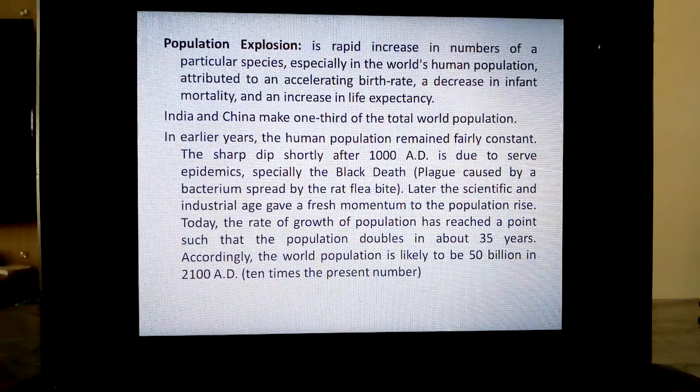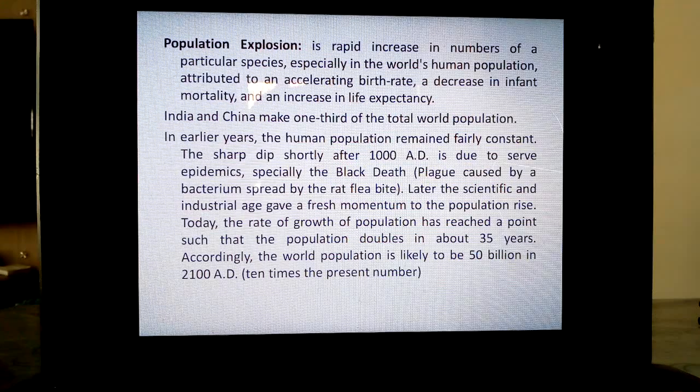Next topic we are moving on to is population explosion. Population explosion is defined as a rapid increase in the number of a particular species, especially the world's human population, attributed to an accelerating birth rate, a decrease in infant mortality, and an increase in life expectancy. That means if one particular species increases enormously, for example dinosaurs, they increased enormously and finally they perished. Like that, especially in the human population, if it increases, we call it population explosion. Accelerating means increasing birth rate.